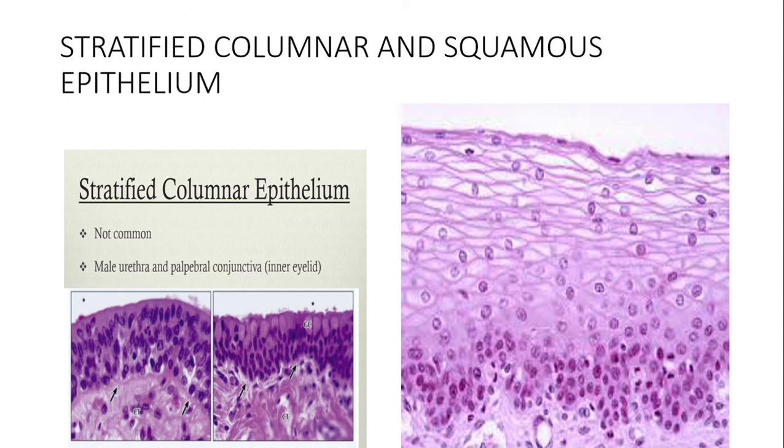Stratified columnar epithelium: I have chosen this picture just to show you the difference between stratified and pseudostratified. Previously I showed you the pseudostratified columnar epithelium. Now this is stratified columnar epithelium, and on the right of the picture is the stratified squamous epithelium. This type of squamous epithelium is seen over the true vocal cord.